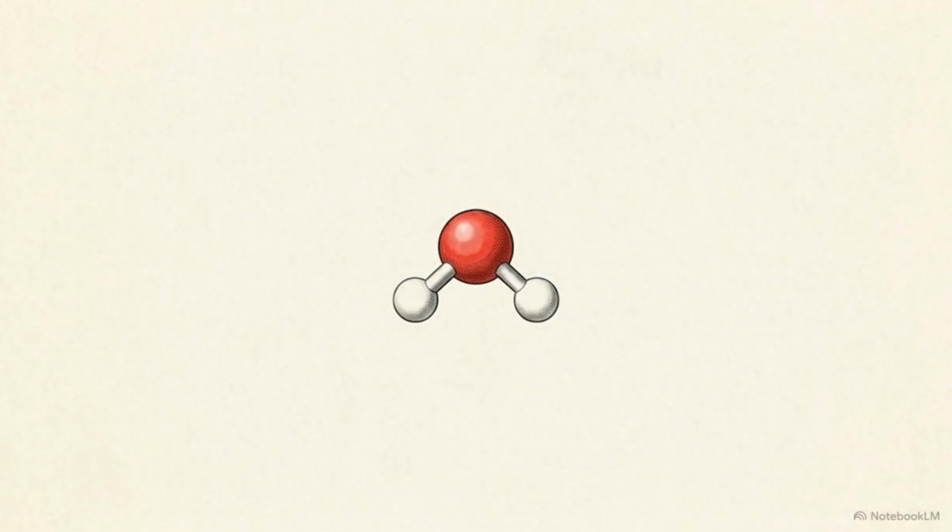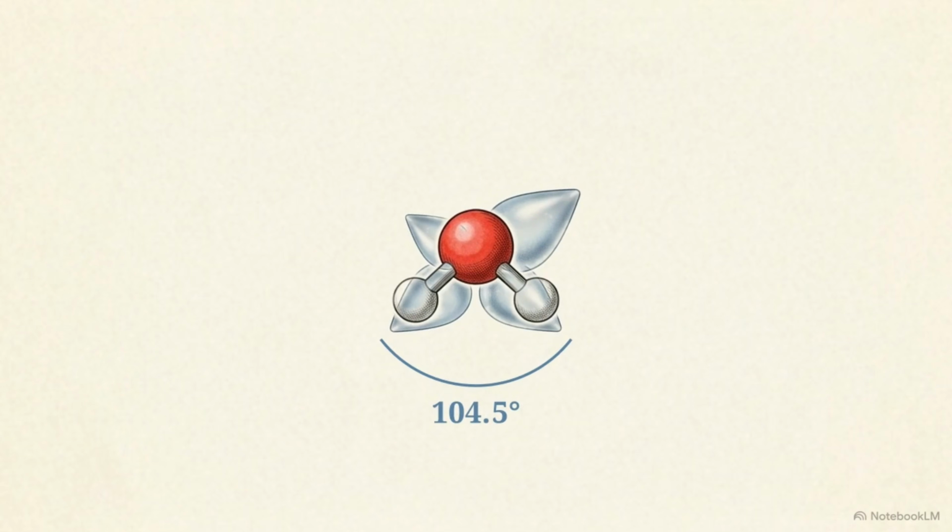The rules of this scaffold begin with shape. A water molecule forms a rough tetrahedron. Oxygen's outer electron orbitals dictate the geometry, pushing the two hydrogen atoms into a specific corner-to-corner arrangement with a precise bond angle of 104.5 degrees.